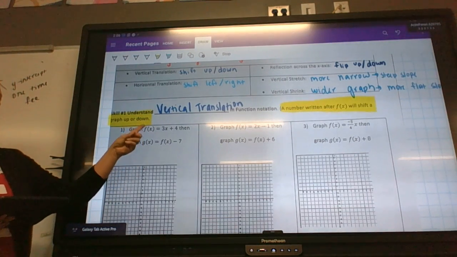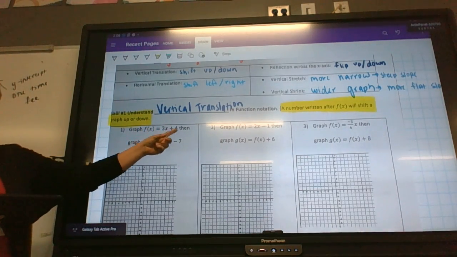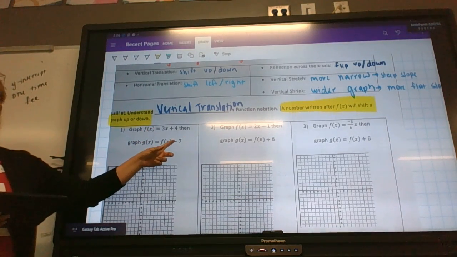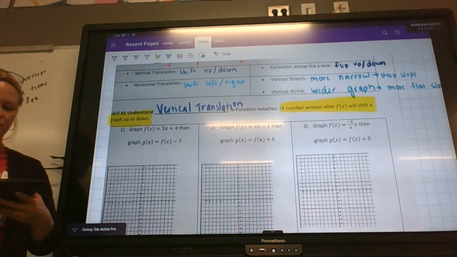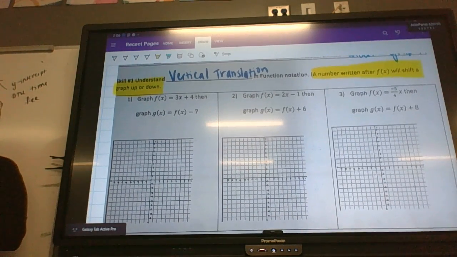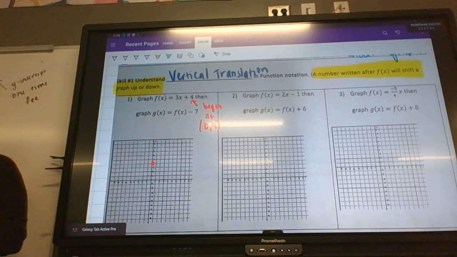So here we have a function f of x equals 3x plus 4. The f of x is the same as y. We're going to graph the f of x function, and then observe what's happening and graph a new function according to this minus 7. So for number 1, this whole handout is all about practicing graphing. We're going to begin at 4. 1, 2, 3, 4. Put a dot there. And then we're going to do rise over run, which is the 3 here, of 3 over 1.